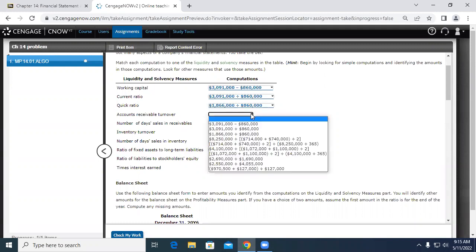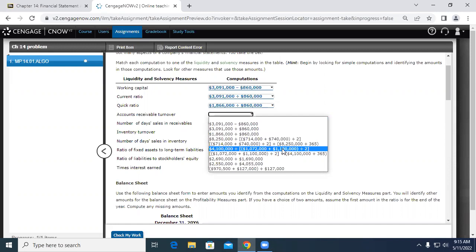Receivables turnover. Again, I would remind you that you have all those formulas. So if you don't know how to calculate receivables turnover, go take a look at those formulas. Receivables turnover is sales divided by average accounts receivable. So we know it's going to be some number in the numerator divided by the average of two numbers in the denominator. And so what do we have as options? We have this one that I have highlighted right now, or we have this one. It has to be one of those.